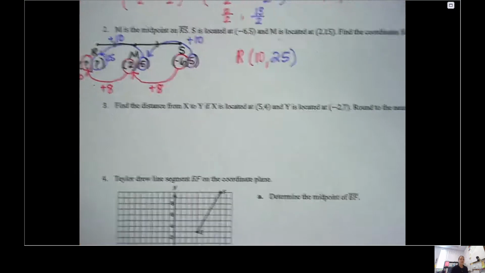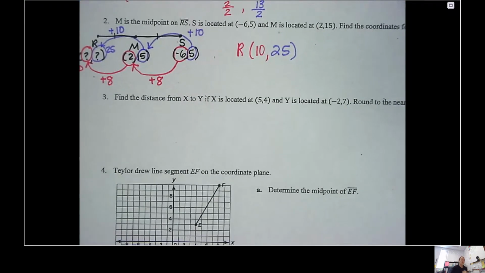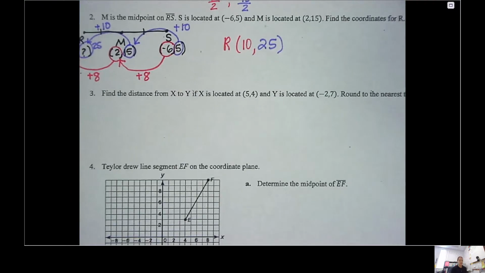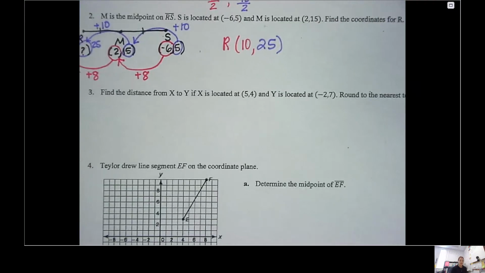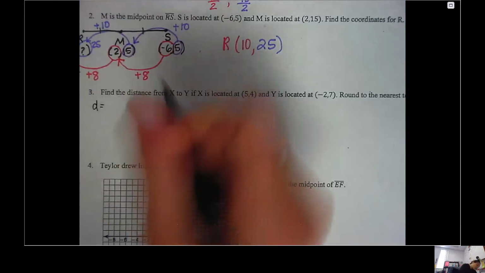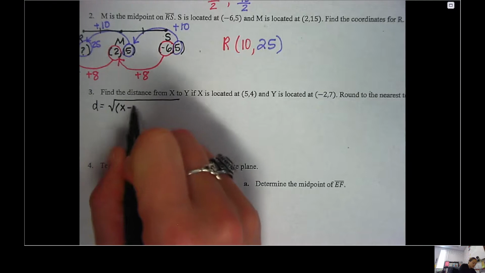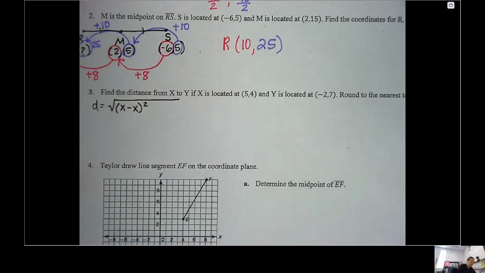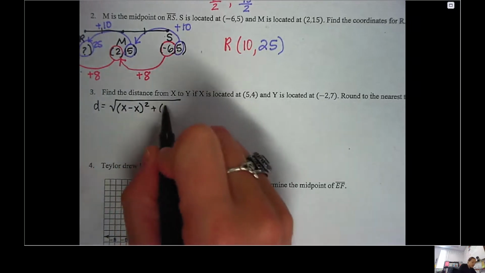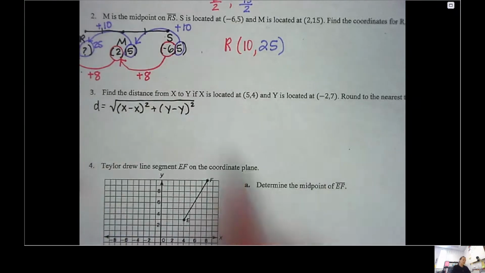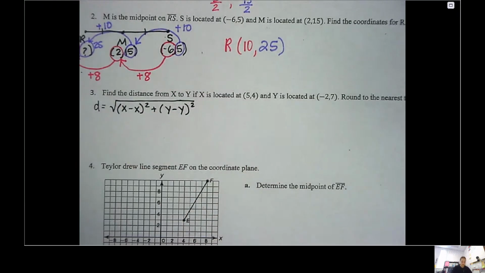Number 3, find the distance from X to Y if X is located at 5, 4 and Y is located at -2, 7. Round to the nearest tenth. My distance formula is super simple. I take my x values, subtract them and square them, plus my y values, subtract them and square them. It does not matter which one you start with as long as you keep the pattern the same.